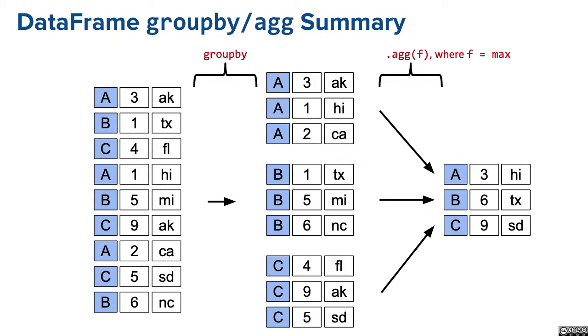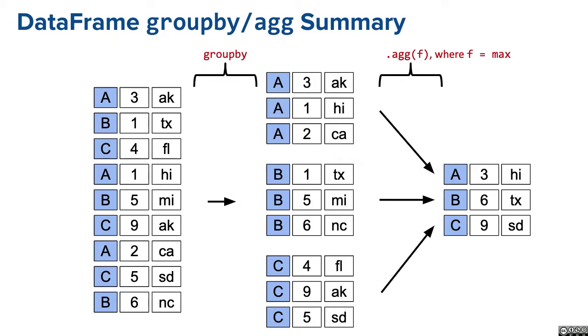And in pandas, when we call dot aggregate, or when we aggregate a group together using an aggregation function, that aggregation function applies to every single column independently from each other. So in the first group, we'll call max on 3, 1, and 2, and we'll get back 3. We'll call max on 1, 5, and 6, and get back 6.